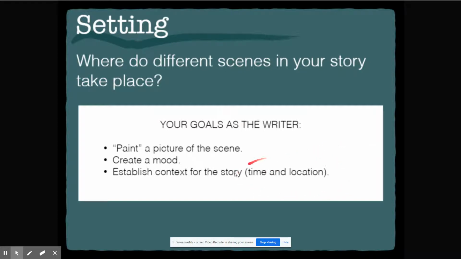You do the time and the location, right? Let me know what's happening. In an Amy Tan story, it was around Christmas time, right? Christmas Eve, Christmas dinner. Time and location.